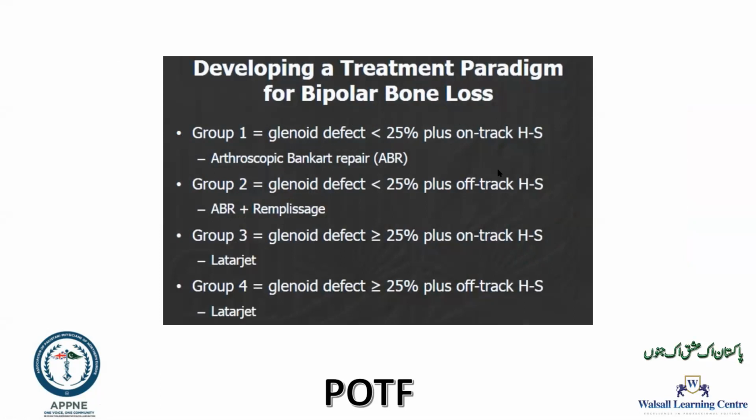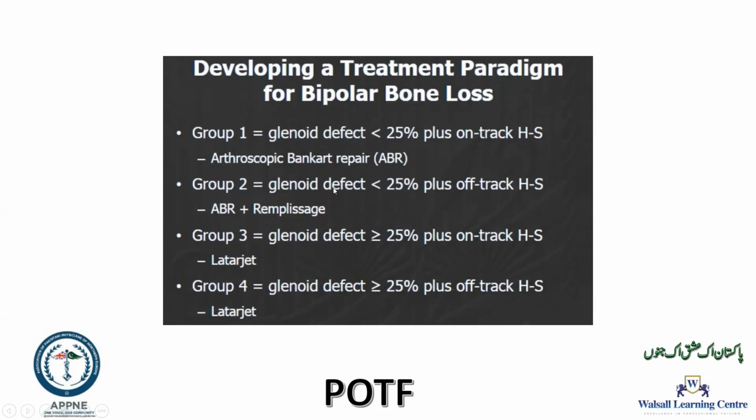So this is an important slide again to remember. This is the treatment management for people with bipolar bone loss, which has a Hill-Sachs defect and glenoid missing. They are described in 4 groups. Group 1, when the glenoid defect is less than 25% and it's on-track, then you can do an arthroscopic or an open Bankart repair. If it's an on-track lesion and the glenoid defect is less than 25%, which is normally the case, you can do an arthroscopic repair.